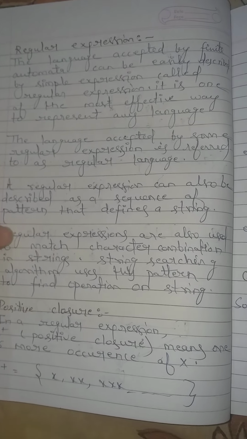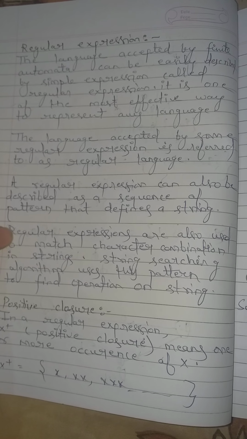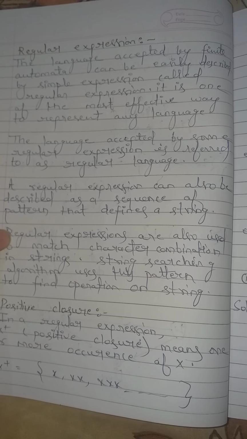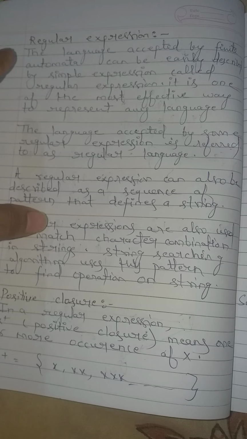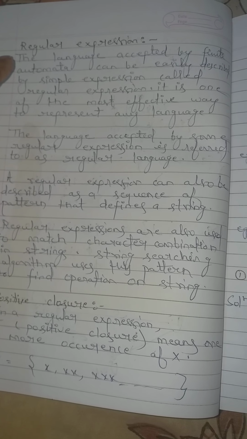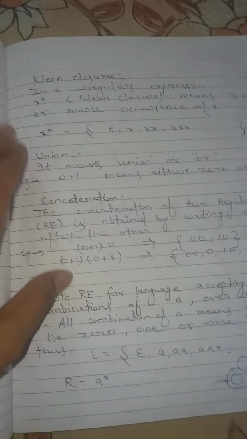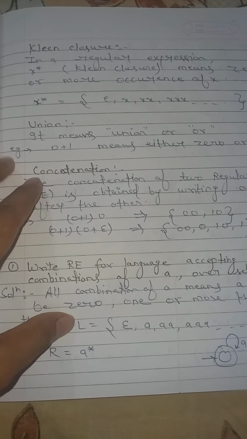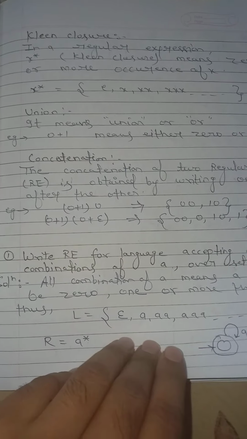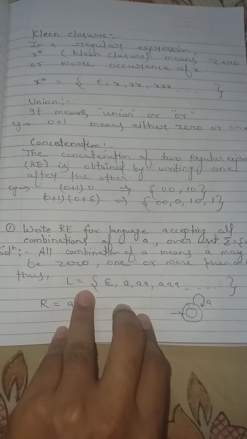So friends, I think this video is getting longer, so I will cover the next topic in the next video, but we will have a short introduction to it. In this video we have discussed regular expression, positive closure, and Kleene closure. In the next video we will be discussing union, concatenation, and many different properties. Based on that, we will create a regular expression for a given language.